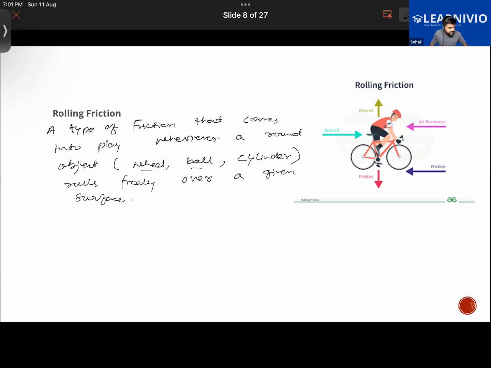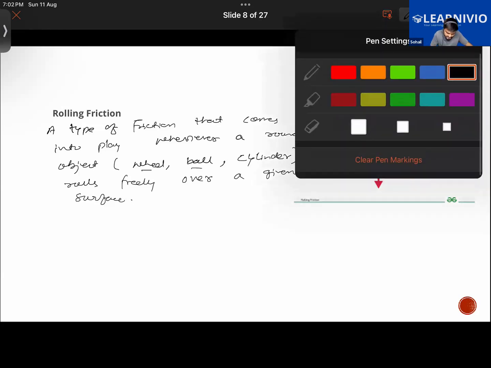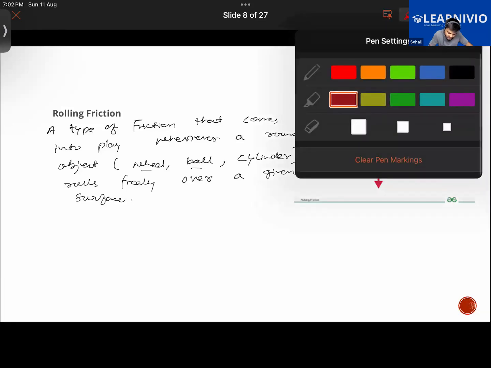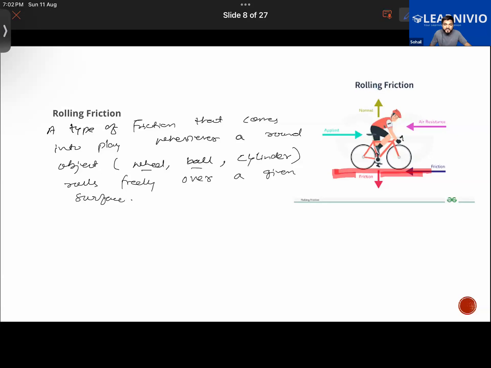Also, you guys tell me, in this example, let us say this is the surface of a road. The area of the wheel that is in contact with the road is very less, right? Now imagine what would be the problem if the wheels of vehicles were made of this shape? What would be the problem?